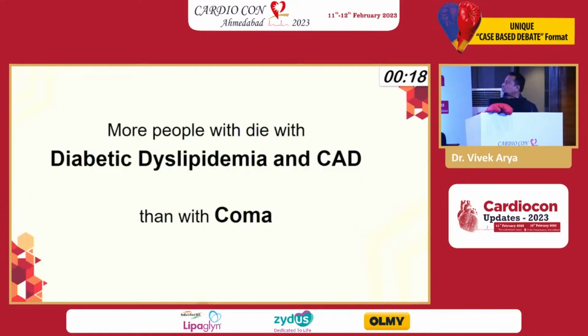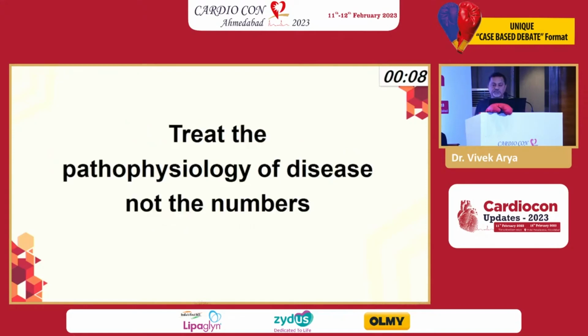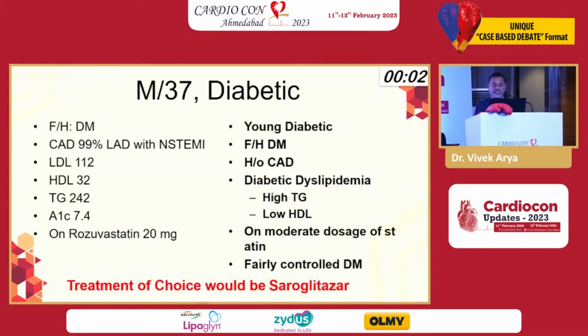So just to conclude a few things: it was thought that diabetes is going to kill by diabetic coma, but diabetes kills patients by dyslipidemia, which leads to coronary artery disease. So what we need to do is treat the pathophysiology of the disease, not the number of your LDL or anything. With this, look back to the patient, and you will find that in this particular patient who has typical diabetic dyslipidemia, your treatment of choice should be saroglitazar.